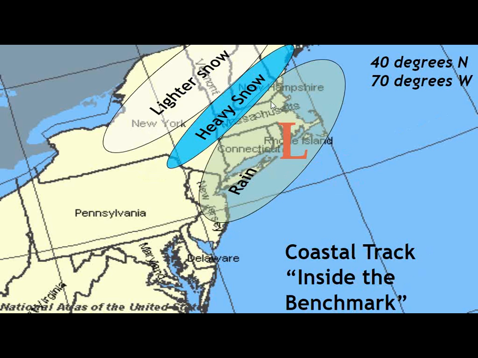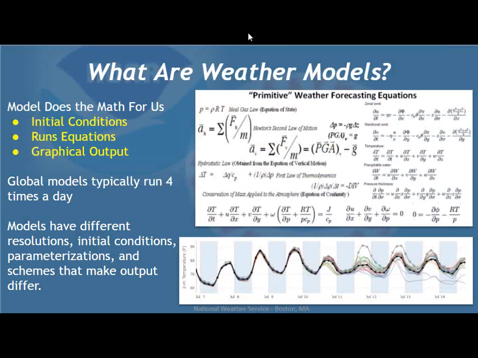And finally, a storm that goes inside the benchmark, that's a storm that tracks maybe on the south coast or into Rhode Island and southeast Massachusetts, or even maybe as far as Worcester. That's going to be rain for much of the area. Sometimes it'll start as snow if it's cold enough, but we'll transition to rain typically. Heavy snow is displaced further to the northwest across central or even northern New England and much of upstate New York, and lighter snows to the north of that. So those are really the three scenarios that we look at when a storm is kind of in the offing several days out. Where is it going to be in relation to that 40-70 benchmark?